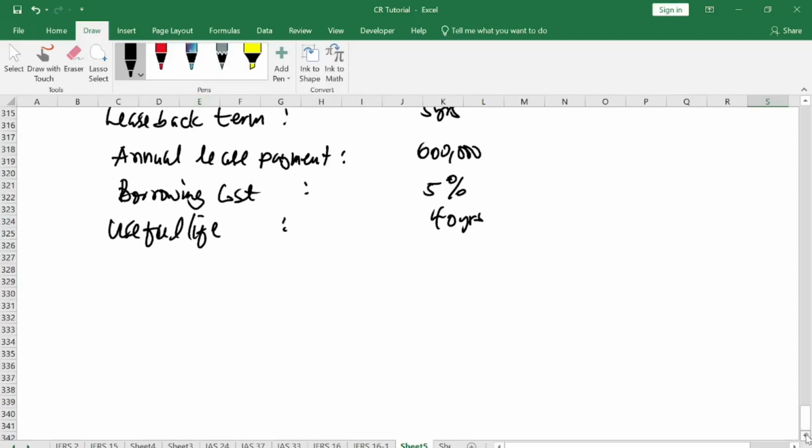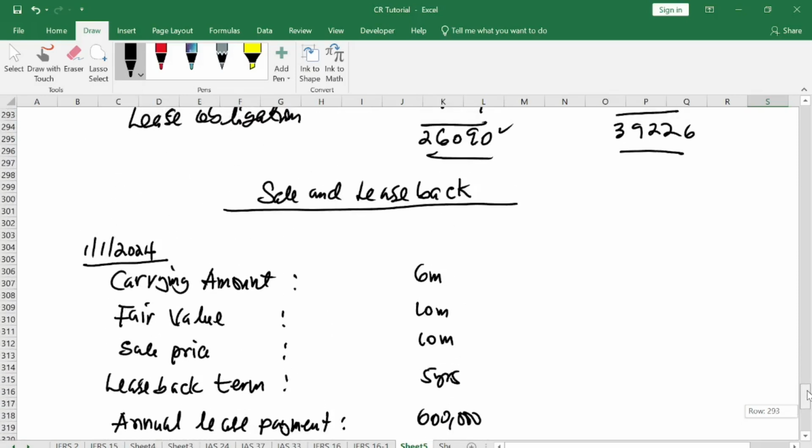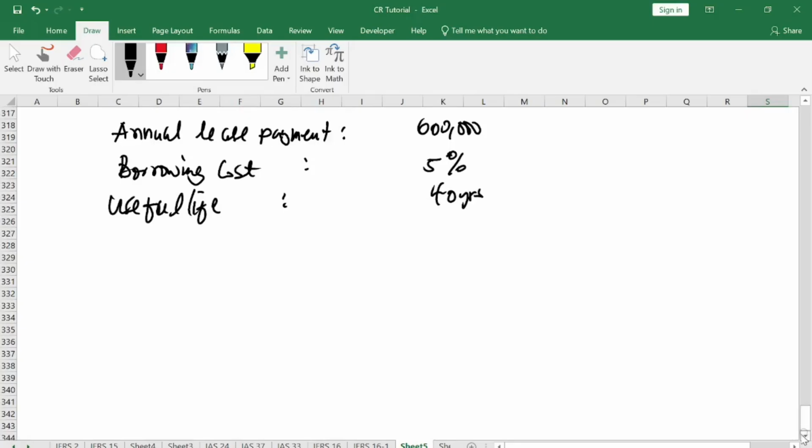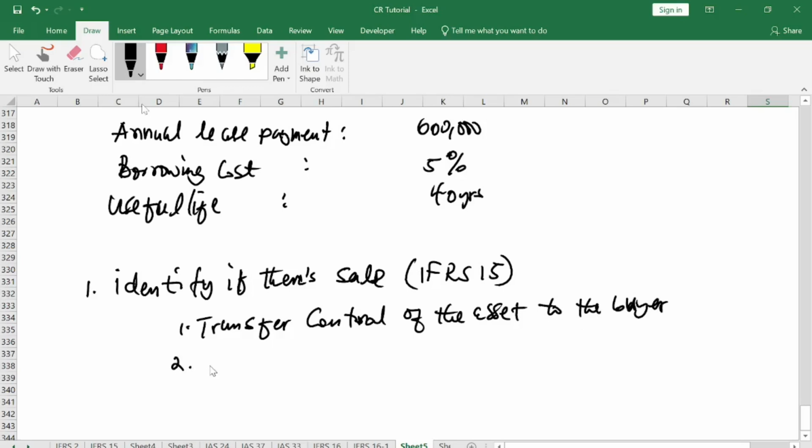Now, when you are accounting for sale and leaseback, there are steps that you should follow. Step one, identify if there is a sale, which falls under IFRS 15. So meaning there is a transfer of control of the asset to the buyer. So good, we identify that.